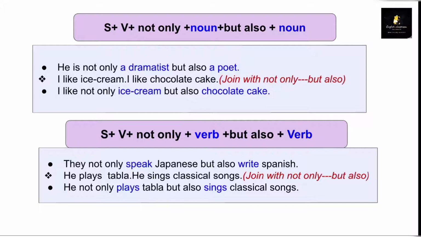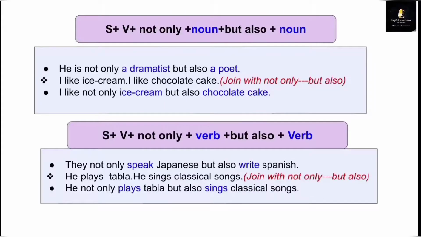I like ice cream. I like chocolate cake. Join with not only but also. In this sentence, we can find out two concepts, ice cream and chocolate cake. So we got the two terms, and these two terms we have to join with the not only but also. So which is our first term? पहले term के आगे हम लगाएंगे not only, and second term के आगे हम लगाएंगे but also. I like not only ice cream but also chocolate cake.